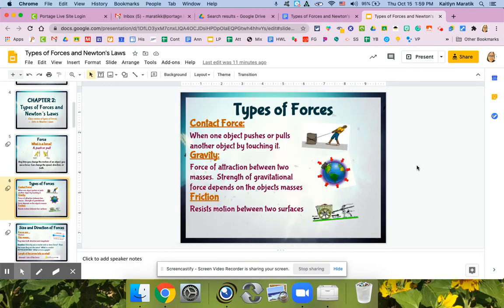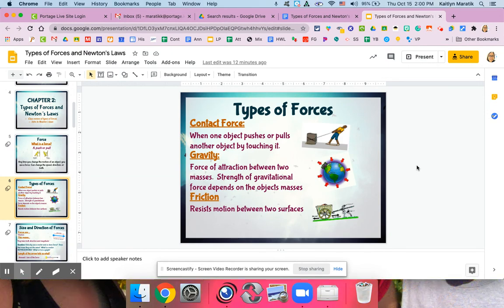Other types of forces. Gravity, force of attraction between two masses. The strength of the gravitational force depends on the object's mass. Now, this is one that we had just learned about, talking about how gravity works and how that exerts forces on other things. Gravity is not a contact force. It's just because when something gets super, super massive, it has an attraction that pulls everything to it.